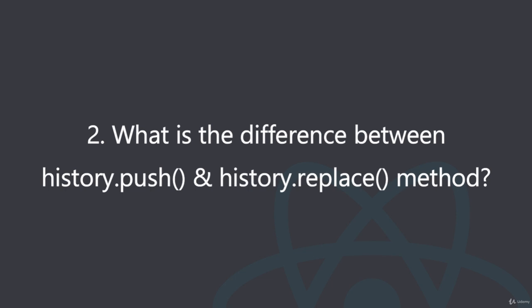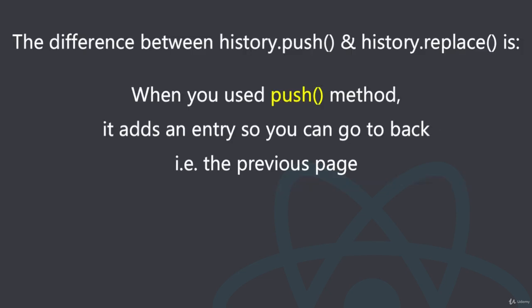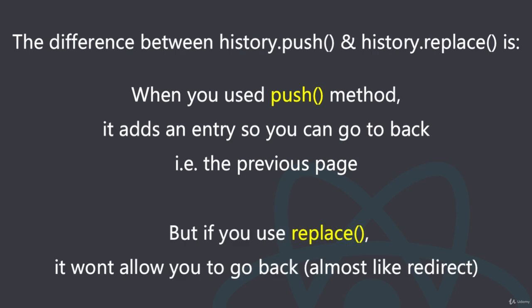So the next question is, what is the difference between history.push and history.replace method? The difference between history push and history replace is when you use the push method, it adds an entry so you can go back, that is the previous page. But if you use replace, it won't allow you to go back. It is almost like redirecting.